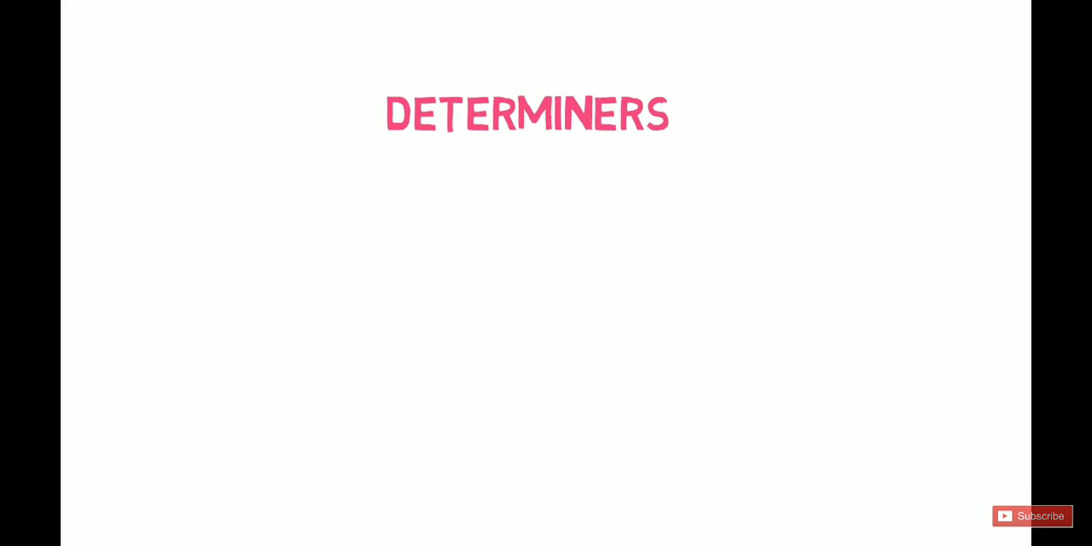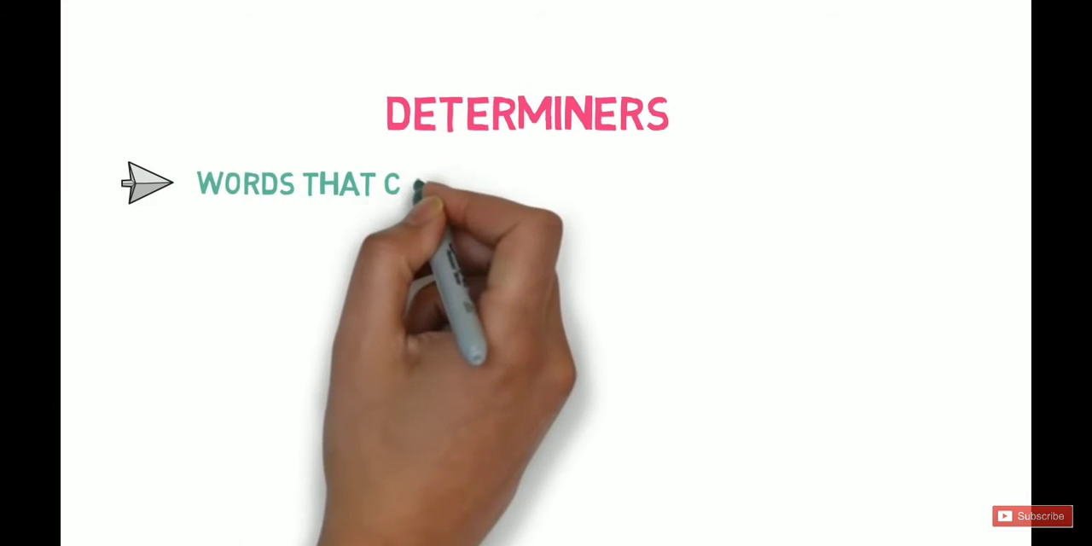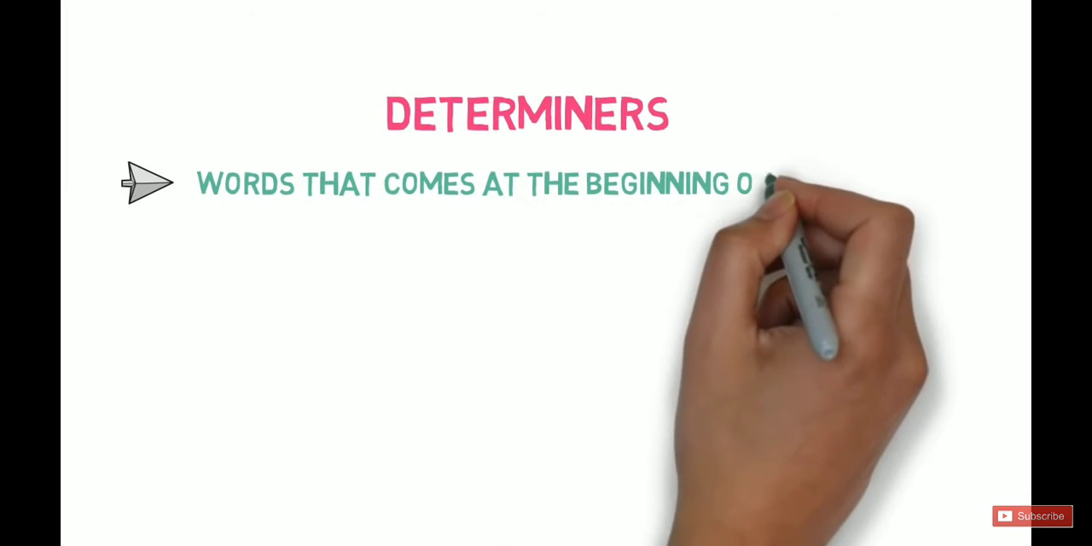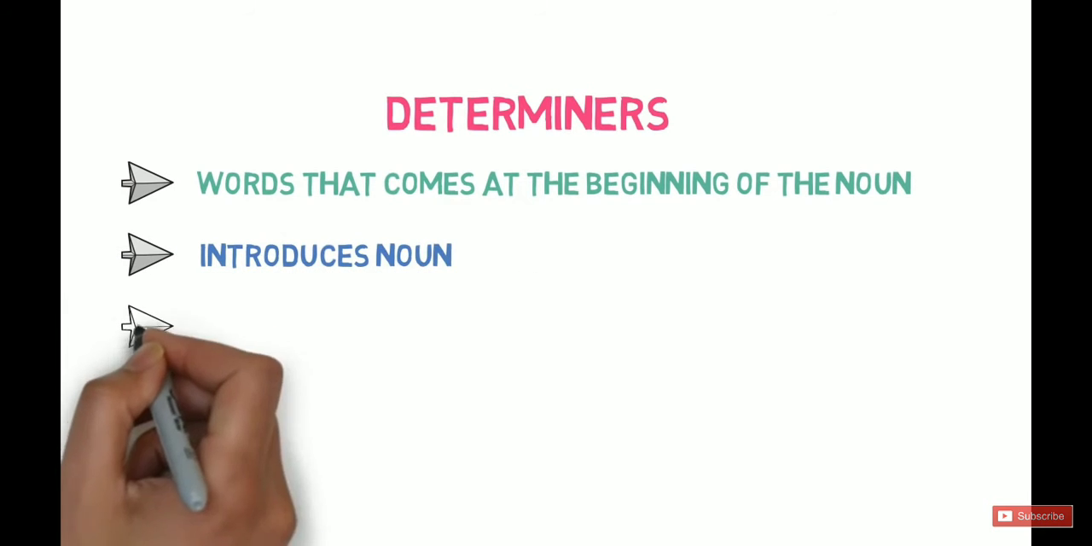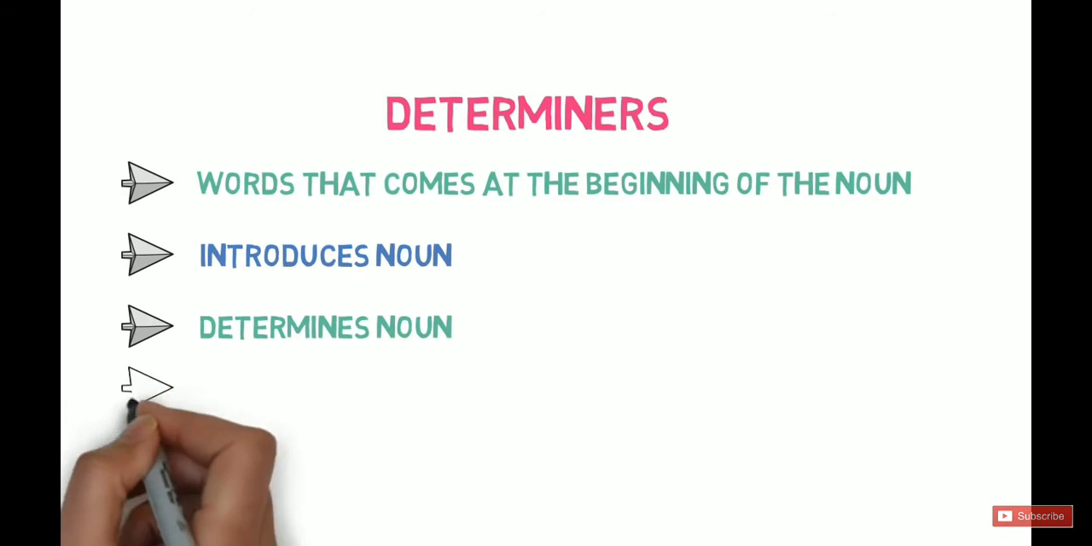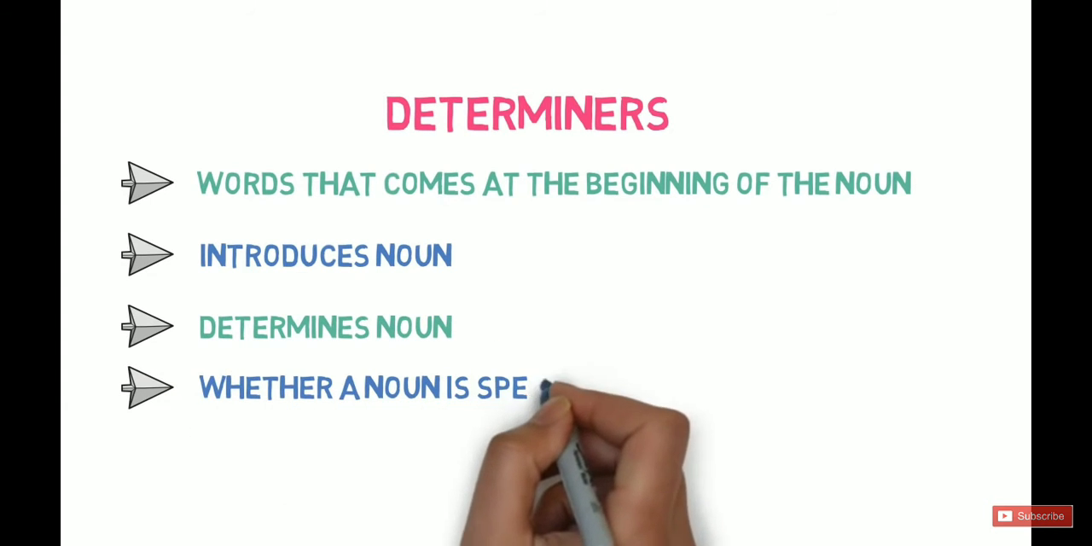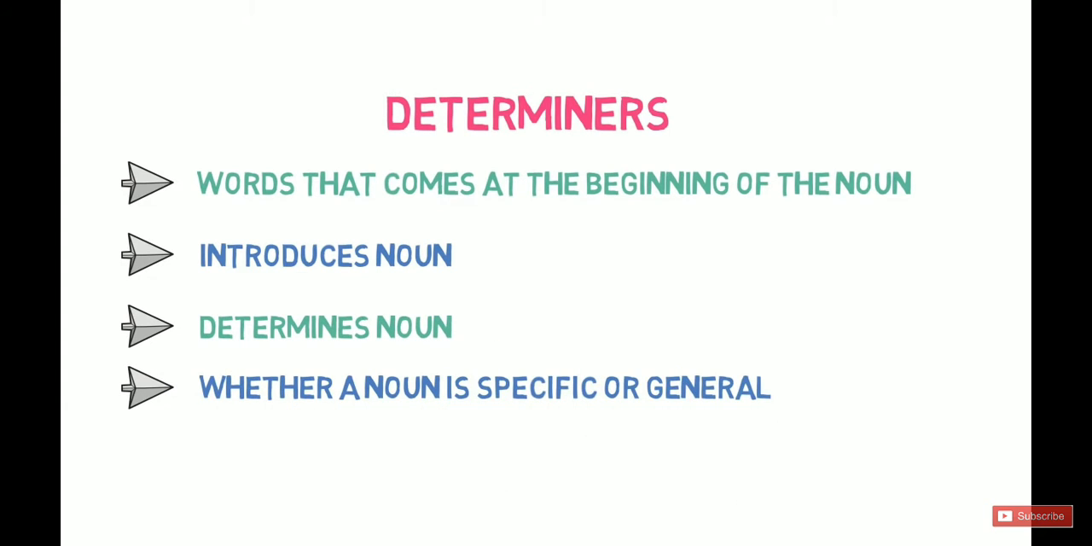So what are determiners? Determiners are words that come at the beginning of a noun, hence basically introducing the noun. They determine the noun, that is, whether a noun is specific or general. Again I repeat, determiners are words that come at the beginning of a noun, hence basically introducing a noun. They determine the noun, that is, whether a noun is specific or general. These are the important things that you must understand about determiners.